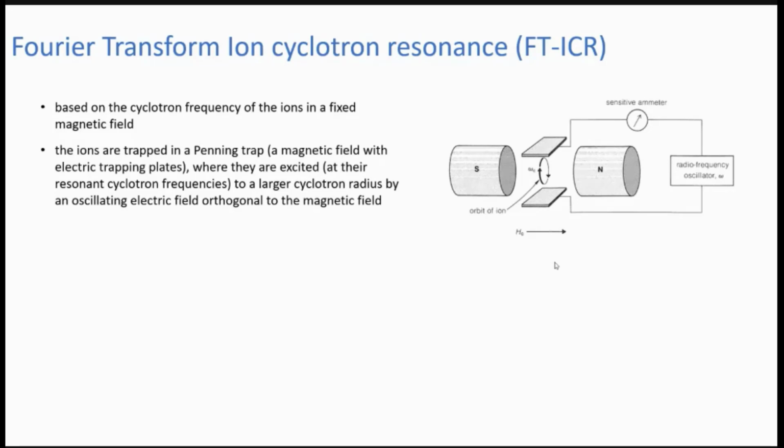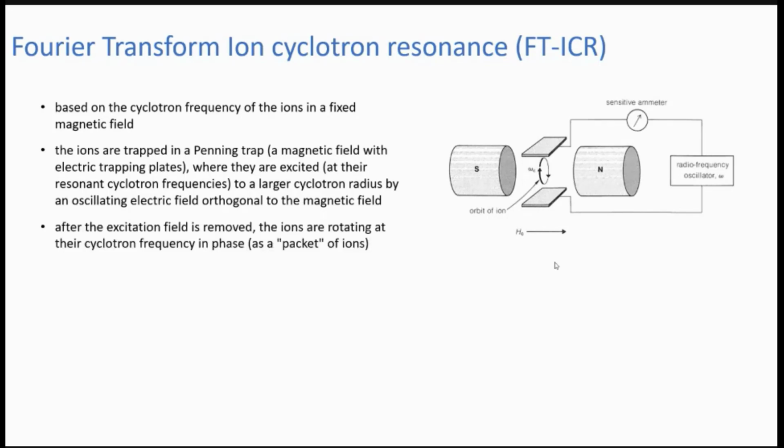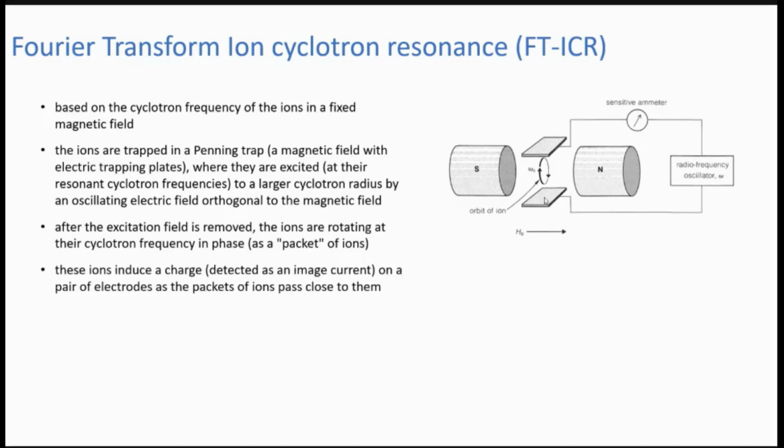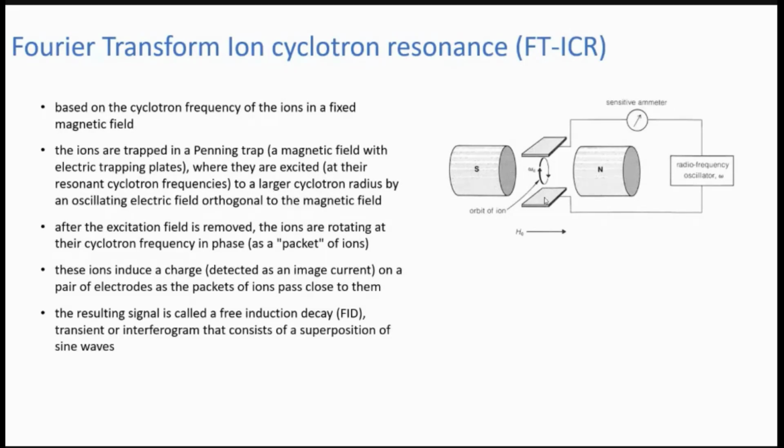As you excite these ions based on their resonant cyclotron frequencies, they are going to spin at different frequencies. Once you remove the excitation field, the ions are then rotating at their basic frequency in a packet. The ions then induce a charge, which looks like an image current on the pair of electrodes. The resulting signal is called a free induction decay, or FID, transient or interferogram.